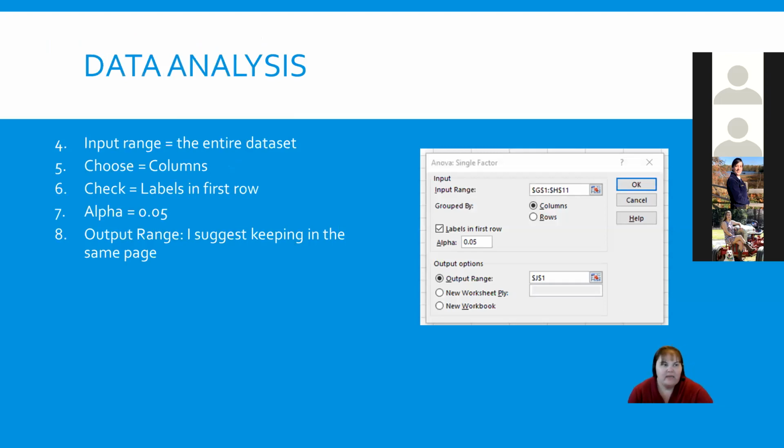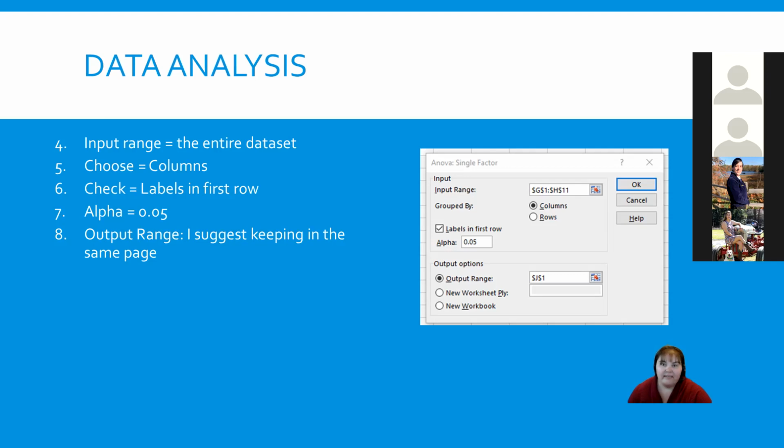After we select the ANOVA single factor, this window is going to pop up. And again, this is on a PC. We're going to look at what it looks like on a Mac here in just a second. All right, so some things that we need to make sure that we are choosing. First of all, our input range is going to be all the data that is contained in those two columns. And I like to include all of it, including the headings. And then I will just check the box labels in the first row. That keeps our results a whole lot cleaner. You'll see that here in just a second.